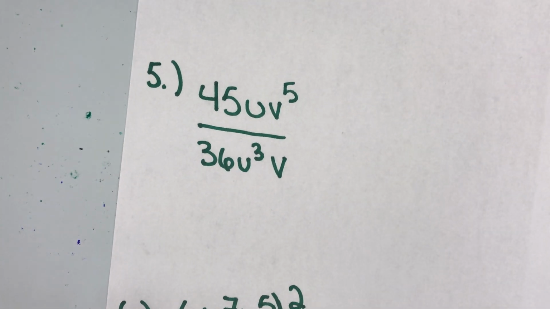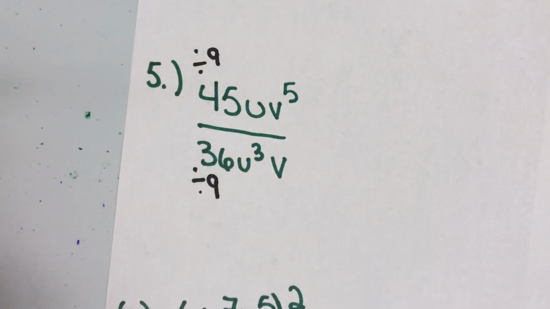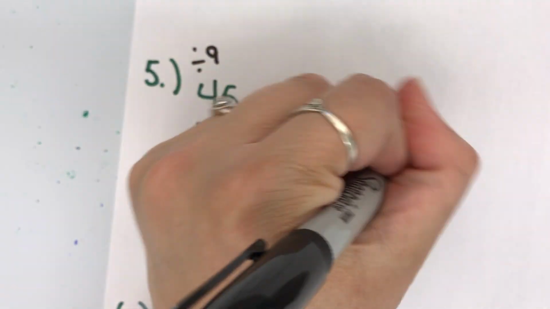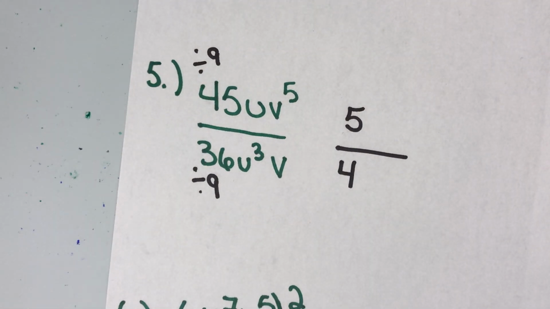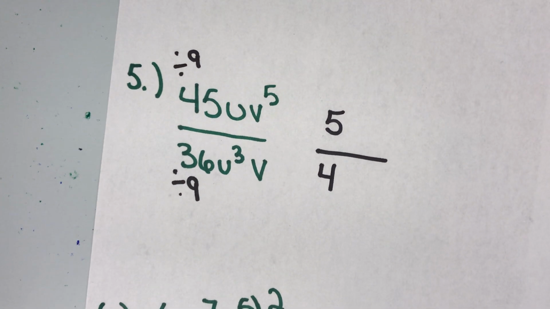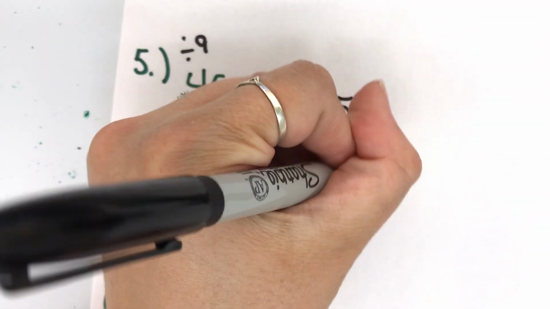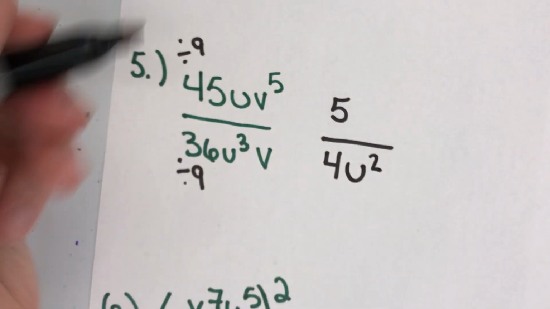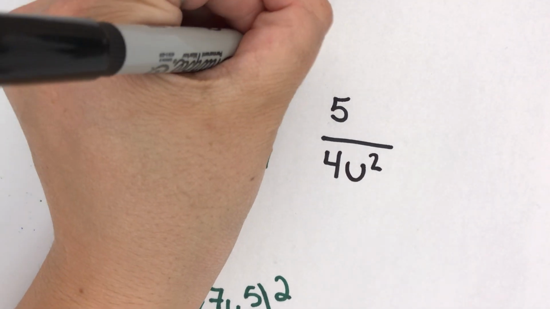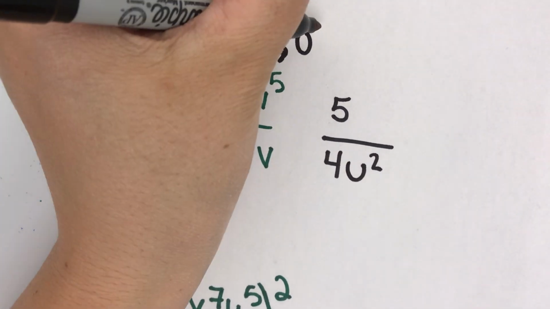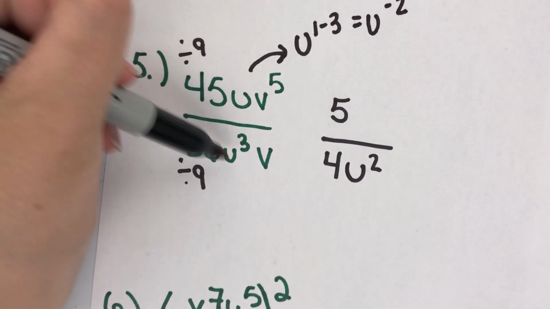In number 5 here, I have 45 and 36. Both of these are divisible by 9. 45 divided by 9 is 5. 36 divided by 9 is 4. So I end up with 5 over 4. Now, if you prefer the rule where you notice there are more u's in the bottom, you should notice that there should be u squared left in the bottom because there are 2 more u's than there are in the top. Or for the u's, you would have gotten 1 minus 3, which is u to the negative 2 if you do subtraction.